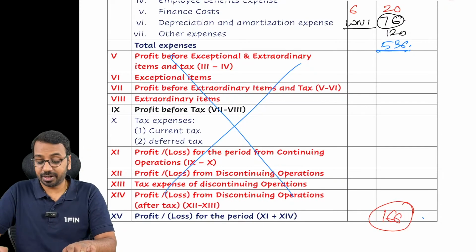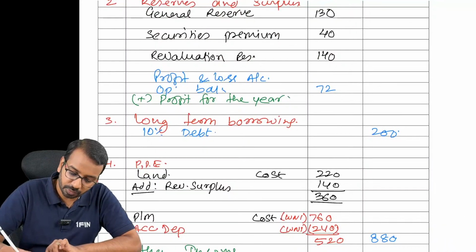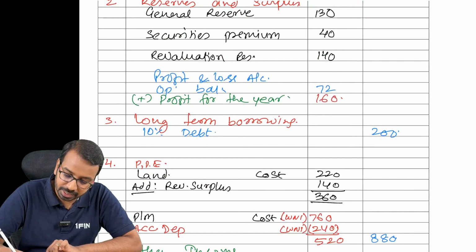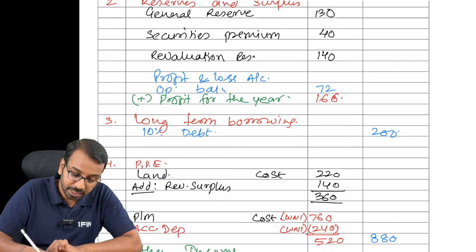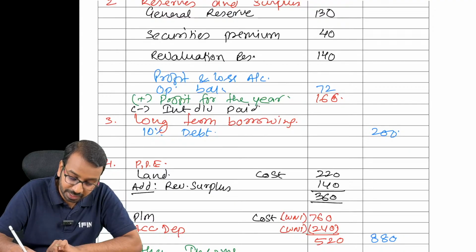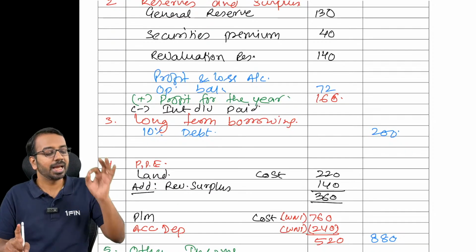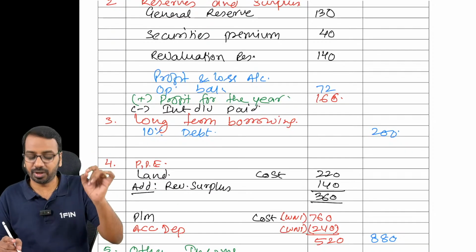Now where do we take this profit? This profit will go to the balance sheet under reserves and surplus. Profit for the year, 166, we add. Now here we have to reduce the interim dividend paid, or if you have paid a final dividend during the period for the previous period, that also will reduce. Any dividend declared during the period we will reduce.